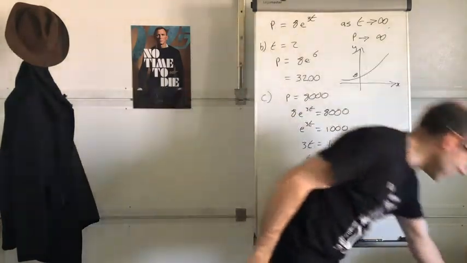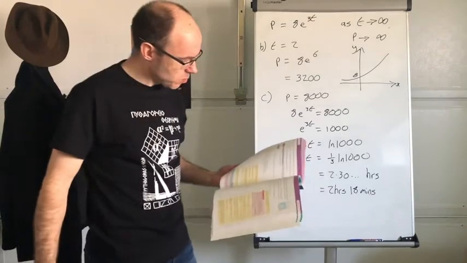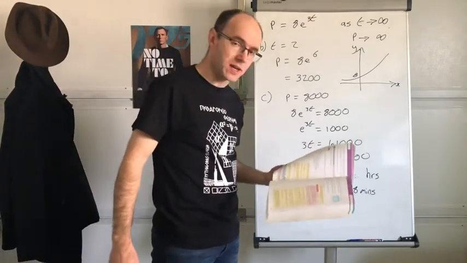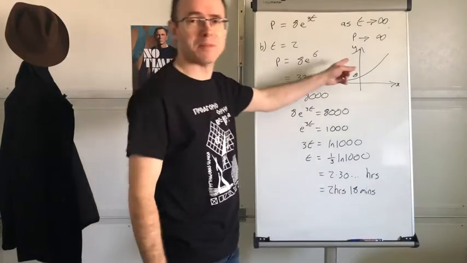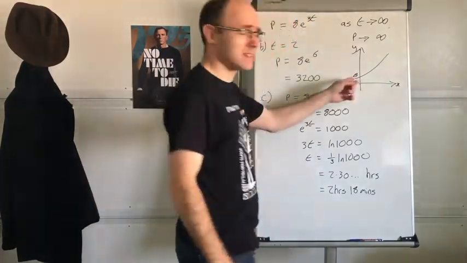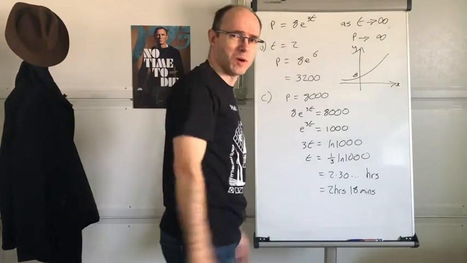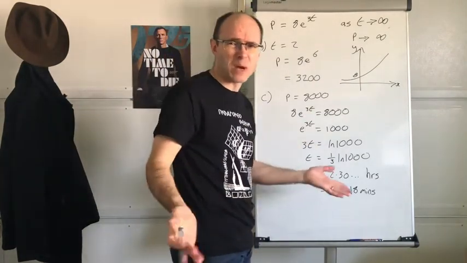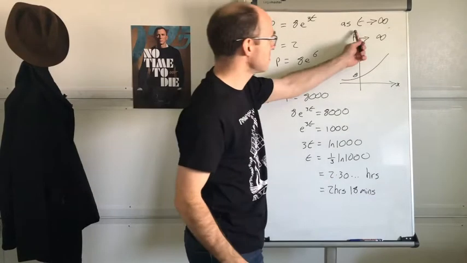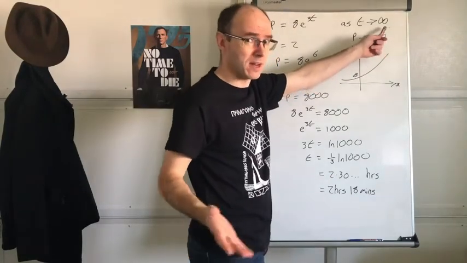Part D asks us to state one limitation of the model for large values of t. Oh, I forgot to rub that off before I started recording again. Can you see what I'm getting to think about? When it says large values of t, it's a bit of a giveaway. It always means what happens when t tends towards infinity.